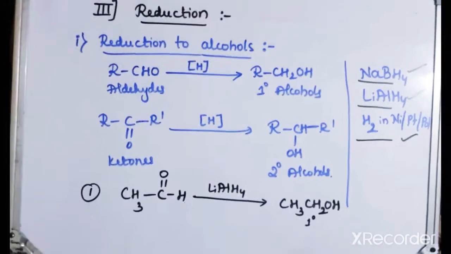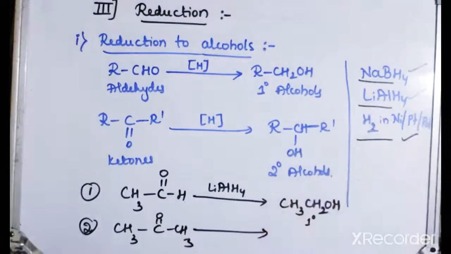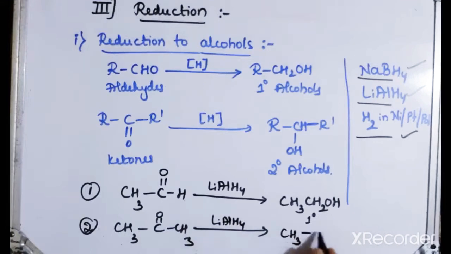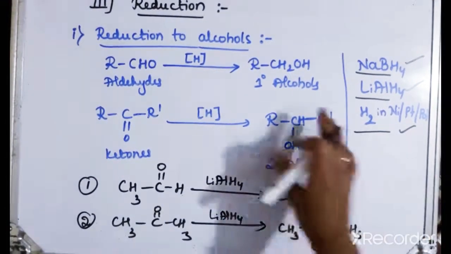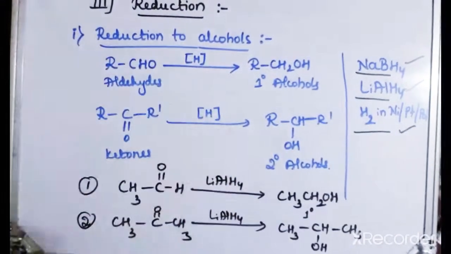Similarly, if I take a ketone like propanone, CH3COCH3, and it is treated with lithium aluminium hydride or sodium borohydride or hydrogenation in presence of the catalyst, anything you can use, it results in the formation of a secondary alcohol, propan-2-ol, as a product. So this is how the reduction takes place. This is the first reduction reaction, that is reduction to alcohols.